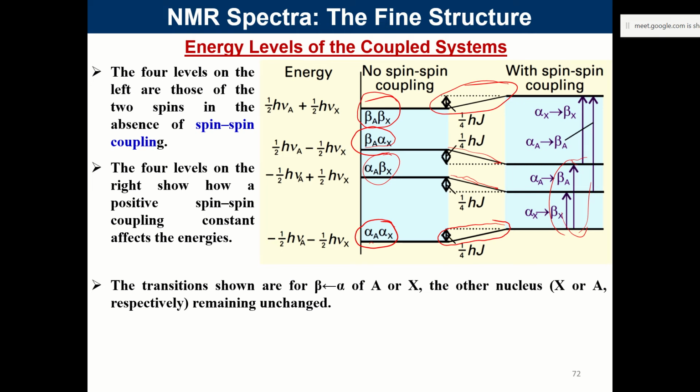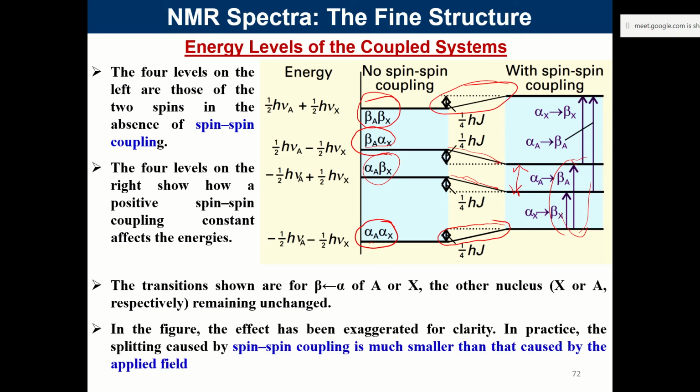Similarly, you can get two transitions in any way you consider, for the A nucleus or the X nucleus. And so these are the four lines that we get, and the difference between them is given by this. That's pictorially what we got from this understanding of these things.